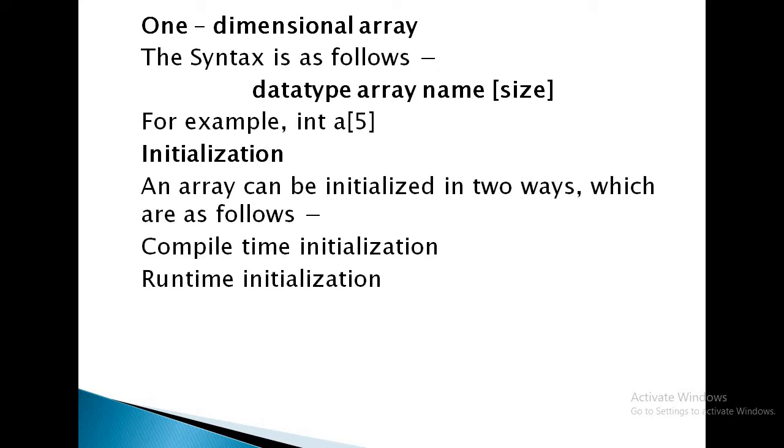So this is the syntax for a one-dimensional array: data type, array name and size. For example, int a[5]. Here int is the data type, a is the array name, and 5 is the size of the array. Next, initialization of a one-dimensional array has two ways, which are as follows: compile time initialization and runtime initialization.